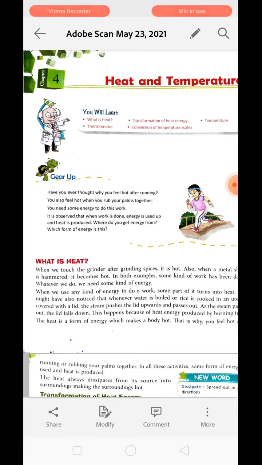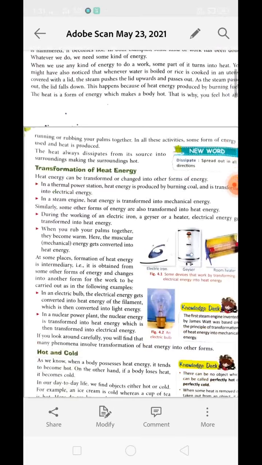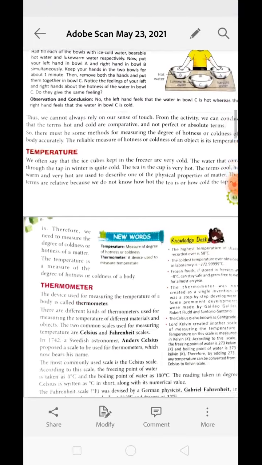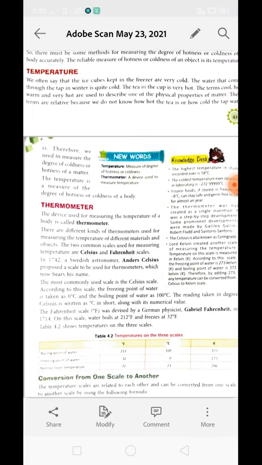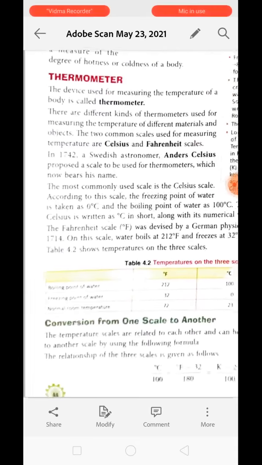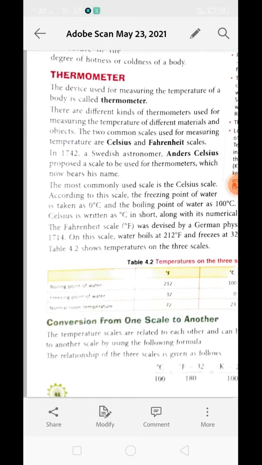In our previous two videos we have discussed all of the topics, like what is heat, and in which form the energy gets transformed from heat and how other forms of energy get transformed into heat energy. We have understood the concept of hot and cold, what temperature is, and how we read it with the help of a thermometer. We also learned the scales of measuring temperature: degree Celsius, degree Fahrenheit and Kelvin.